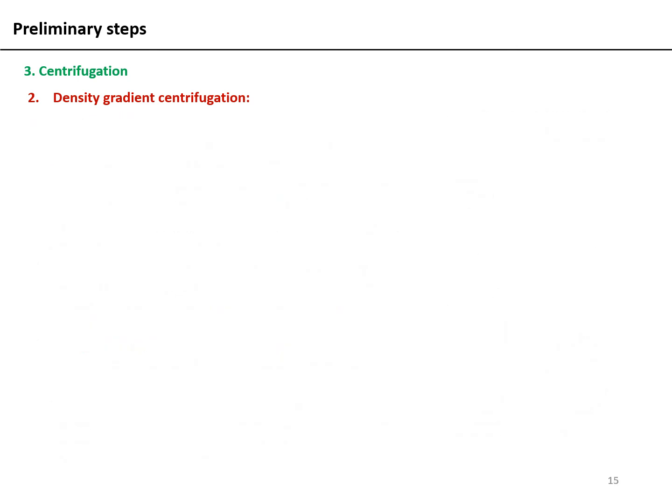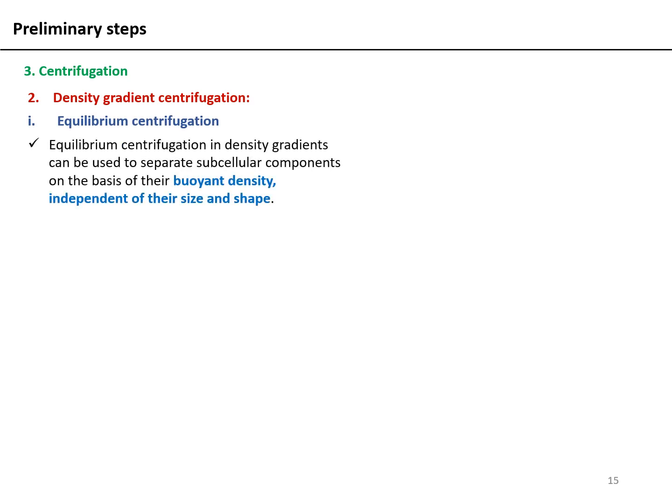The last thing that we are going to discuss in this particular lecture is equilibrium centrifugation. So equilibrium centrifugation is another type of density gradient centrifugation which can be used to separate subcellular components on the basis of their buoyant density. In rate zonal centrifugation, we were relying on the size of the particles, but over here in equilibrium centrifugation, separation or resolution of the particles is dependent on their buoyant density, and it is independent of their size and shape.